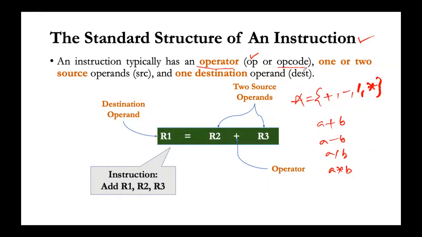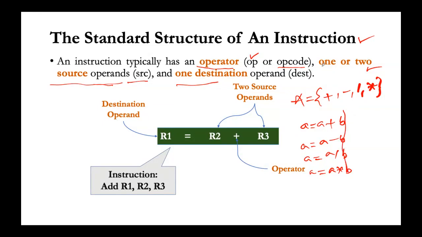It can be written as OP or opcode, and one or two, or in this arithmetic case two, source operands, A and B. You write them as SRC, and one destination. The result will go and be stored somewhere, in the same location or elsewhere. So we call it the destination, that is the destination operand.